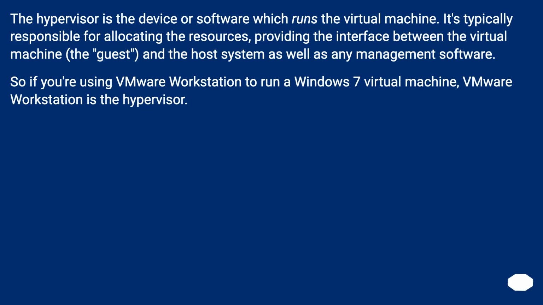The hypervisor is the device or software which runs the virtual machine. It's typically responsible for allocating the resources, providing the interface between the virtual machine, the guest, and the host system, as well as any management software. So if you're using VMware Workstation to run a Windows 7 virtual machine, VMware Workstation is the hypervisor.